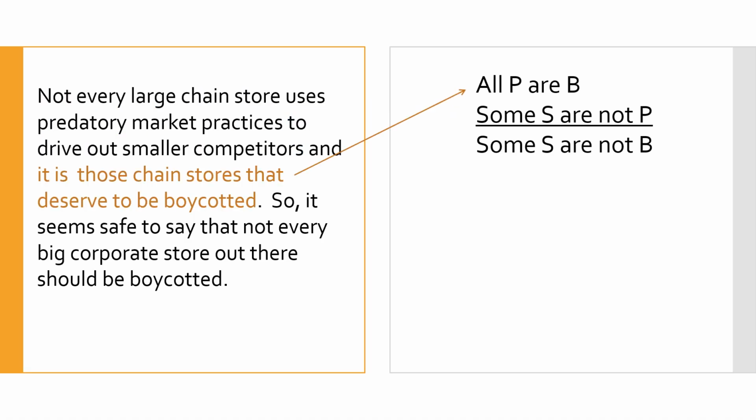And then, of course, what we have to do for our major premise is put together the remaining terms. So S has already been used twice in the minor premise and the conclusion, and now the major premise has to put together the major term, which is boycottables, and P, predators, as a middle term. And so we get, it is those chain stores. Well, which one are we talking about? The ones that are predators that should be boycotted, and B would be the next term. So the argument here is all P's are B's, some S's are not P's, and some S's are not B's. The mood and figure is AOO1.